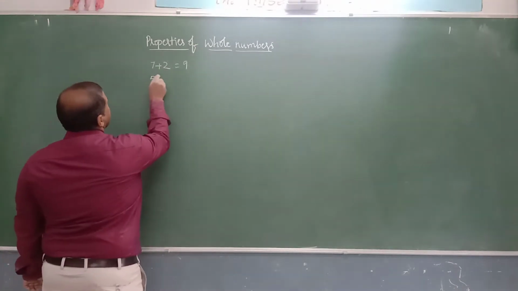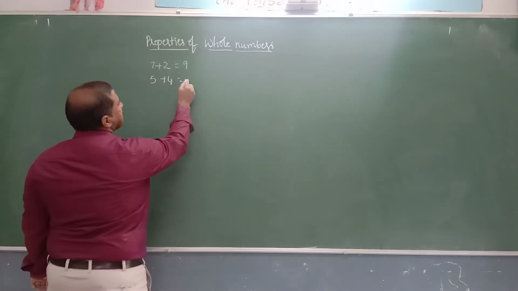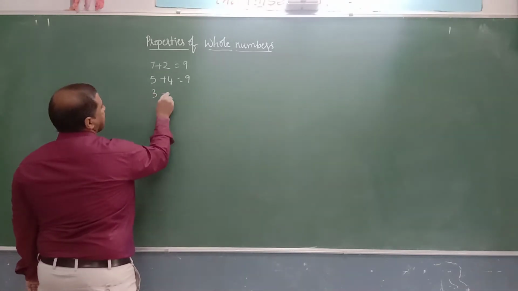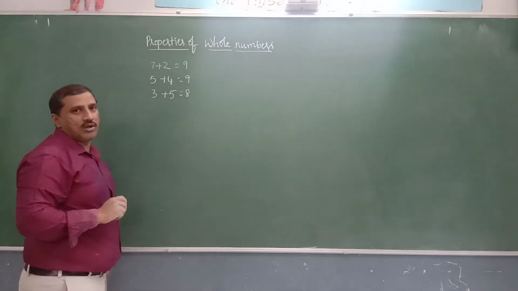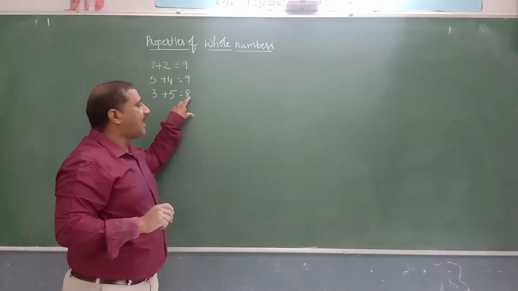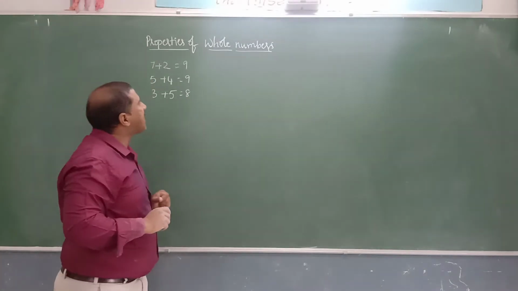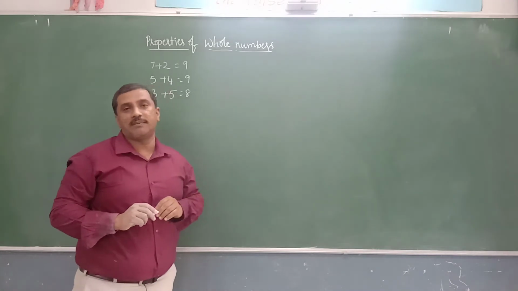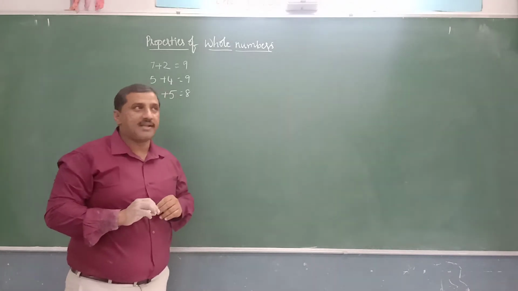Similarly, 5 plus 4. 5 and 4 are both whole numbers, their sum is 9, and 9 is also a whole number. 3 plus 5 is equal to 8. 3 and 5 are both whole numbers, and their sum, 8, is also a whole number. From this what can we conclude? The sum of two whole numbers is always a whole number.